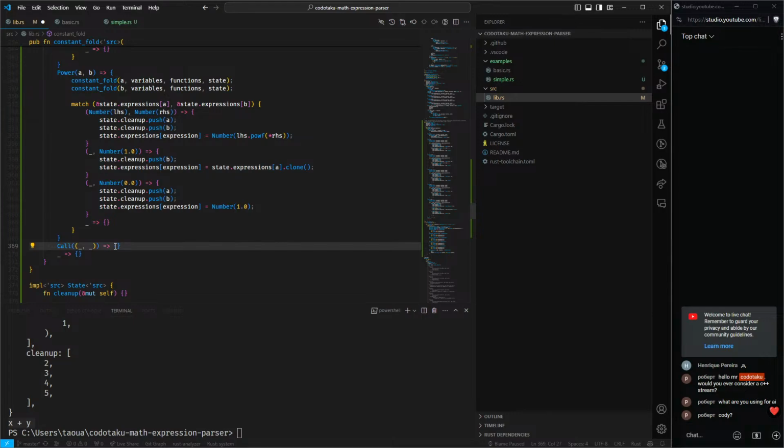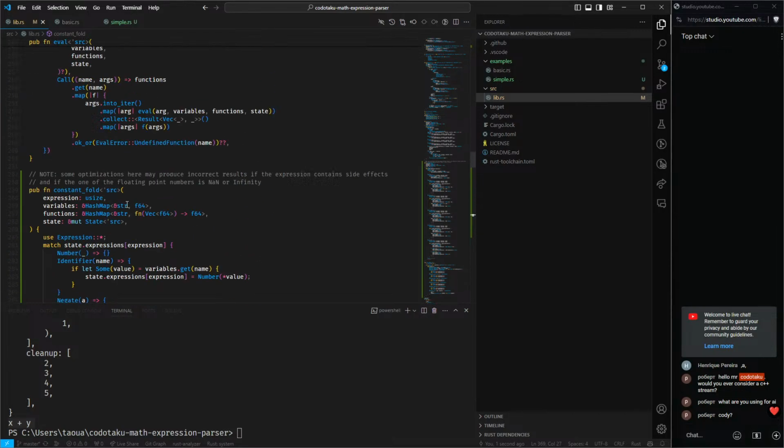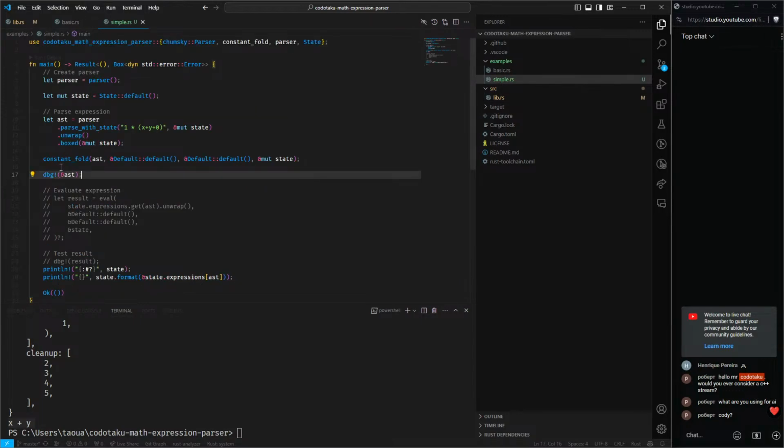Currently we're not doing anything for call, though I'd like to, like if the arguments are constant, then we can just call the functions. Of course, as long as they're available in this call of the ConstantFold. But you can actually call ConstantFold multiple times, right?